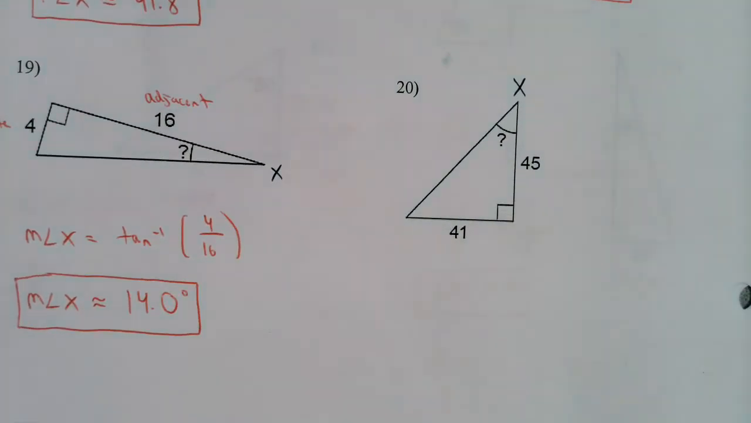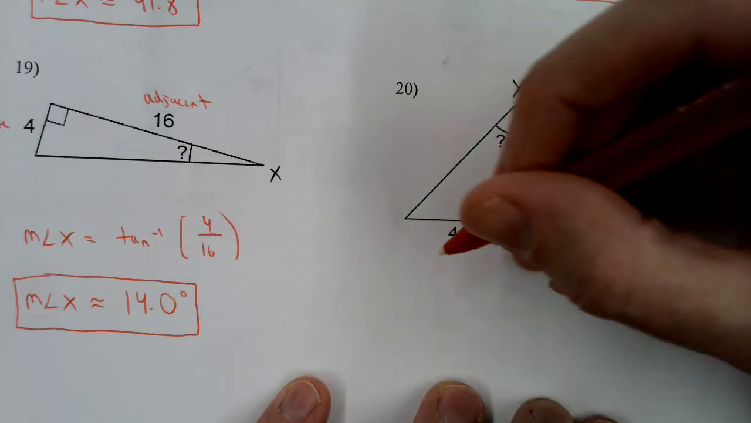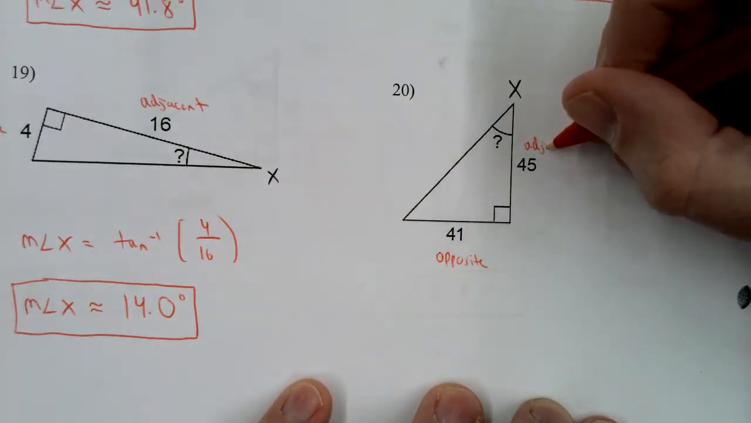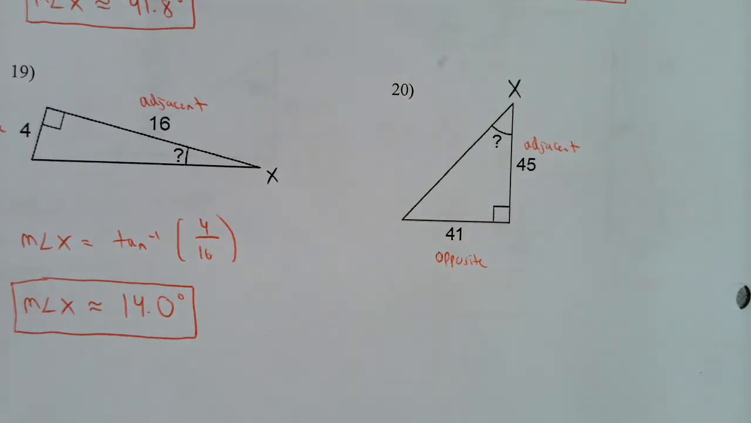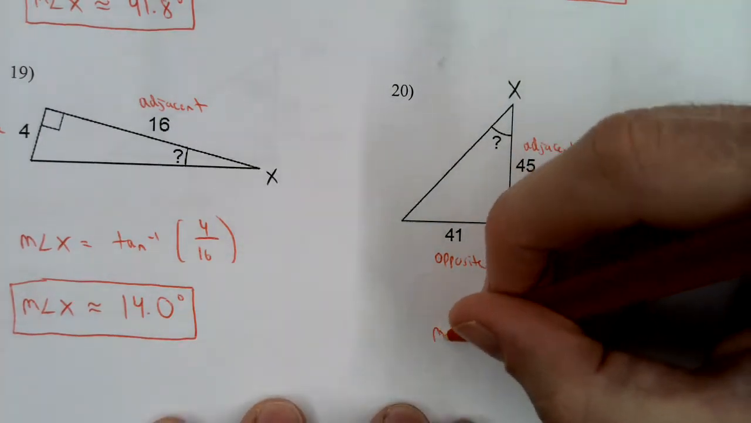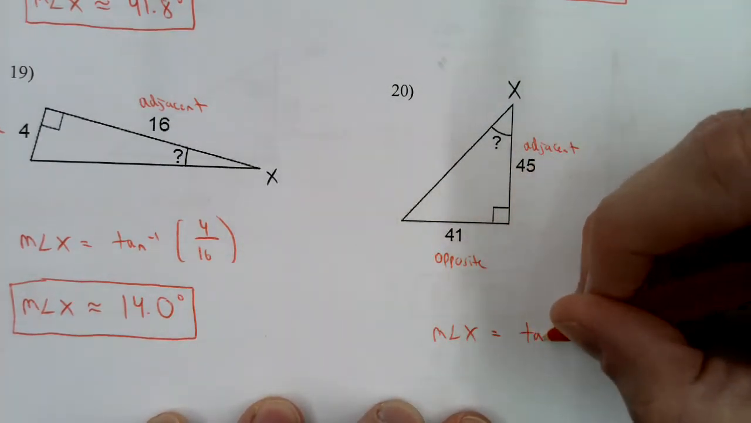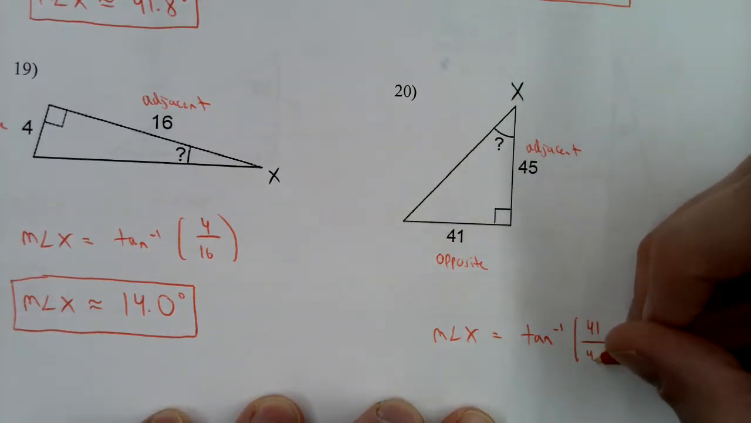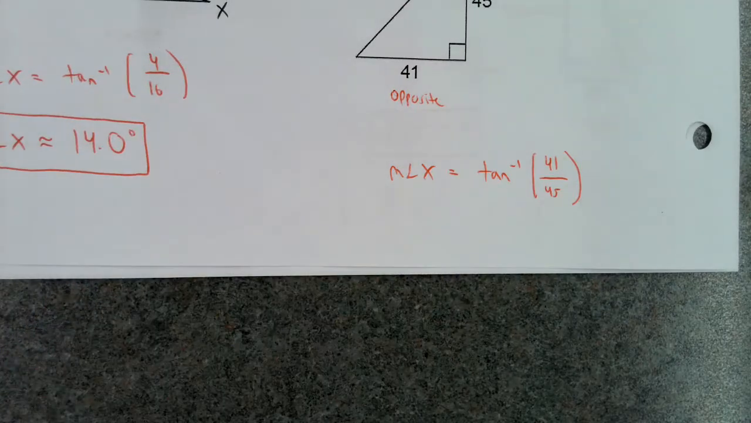And number 20, last one in this section, looking at angle x, this will be the opposite side. This will be the adjacent side. So the measure of angle x, inverse tangent, opposite over adjacent, 41 over 45. 42.3 degrees.